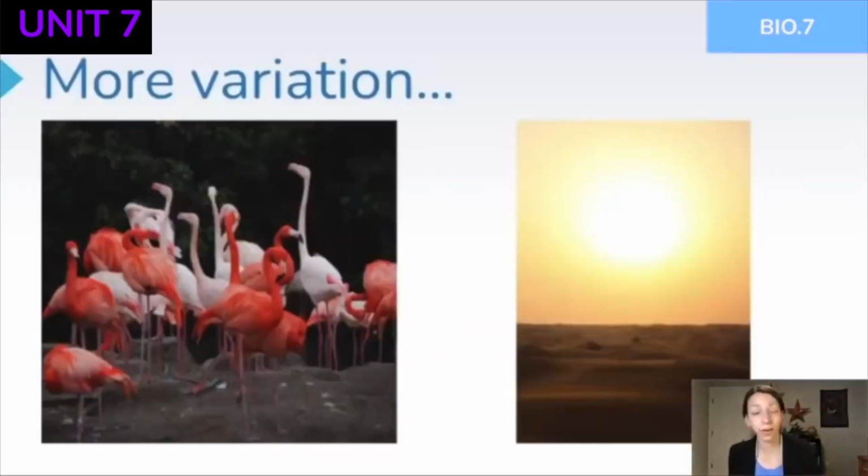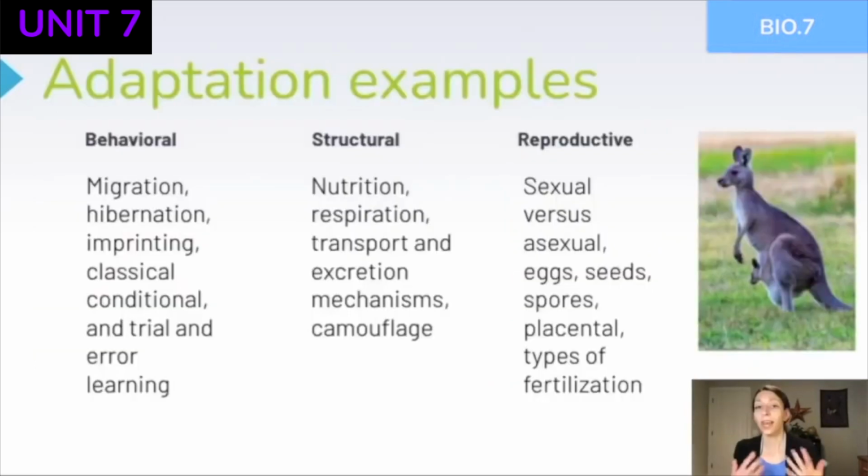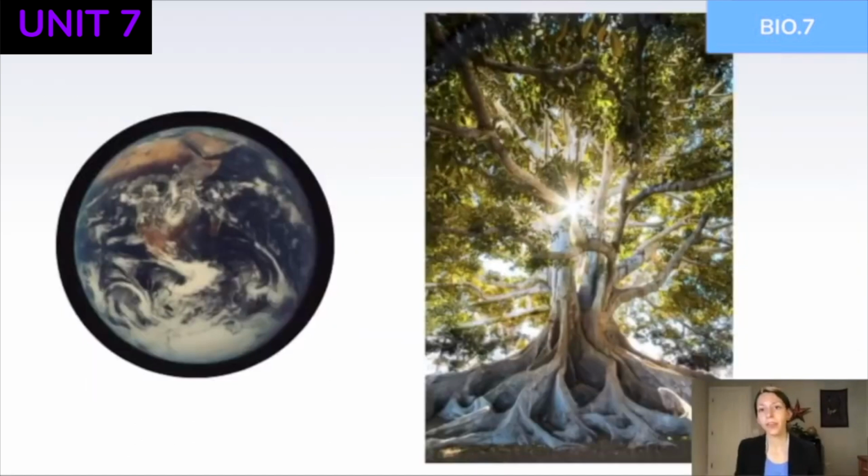When there is more variation within a species, and a species is more genetically diverse, they are more likely to survive when there's changes in the environment. When we have different types of adaptations, these can lead to the survival of different organisms. We know that behavioral adaptations, structural adaptations, and reproductive adaptations have helped different organisms survive through hundreds and thousands and millions of years. Remember that there's no one ultimately evolved organism. Environments are constantly changing, and so populations will continue to change.